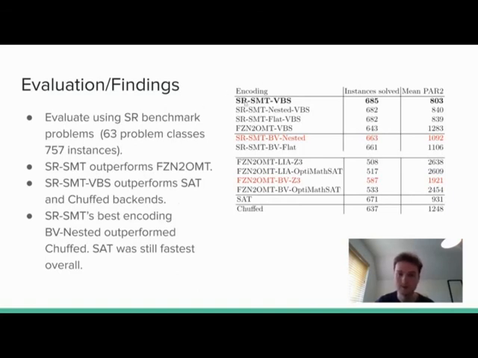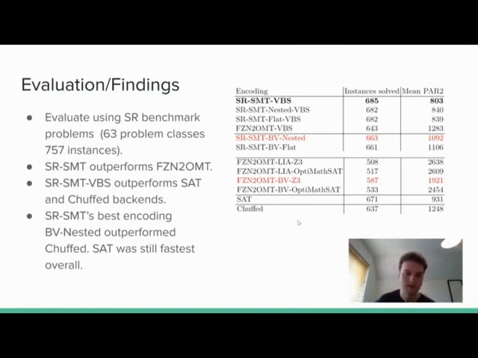And what we found is that the virtual best of our SMT backend outperformed our competitor tool's virtual best in both instances solved and in PAR2 score. And we also found that the virtual best of the SMT backend outperformed the SAT backend of Savile Row and the Chuffed backend of Savile Row by the same metrics. If you take, however, just the best encoding from the SMT backend, it does not outperform the SAT backend. The SAT backend is still a little bit faster. However, it does outperform the Chuffed backend in both of the metrics as well.